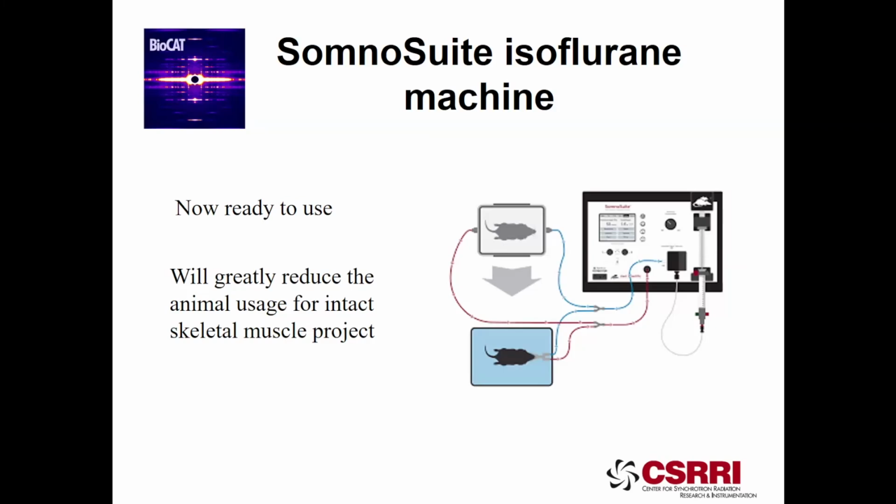So we expect that this machine is going to greatly reduce animal usage, especially for the intact skeletal muscle project, because we can keep the mice alive for the duration of time, so we can extract as many muscles as possible. Back when I was doing this kind of experiment, we could only extract one muscle from one mouse. And by the time you're done with the first experiment, the second one is probably not useful.